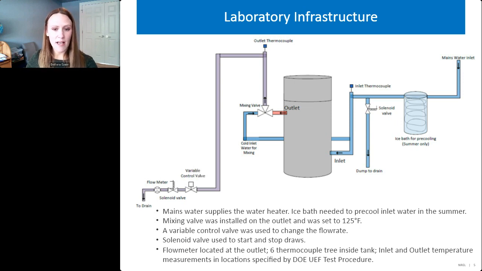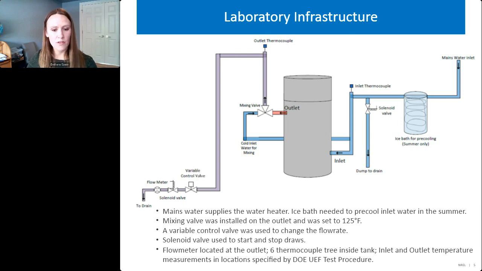And then on the outlet side, we had a mixing valve installed because some of the tests had a set point above 125. 125 was our base user set point, and we used a mixing valve to ensure that even if the water heater was set higher, the outlet temperature was still being maintained at 125. Outlet thermocouple, again, 24 inches above, and then we have a series of valves at the end.